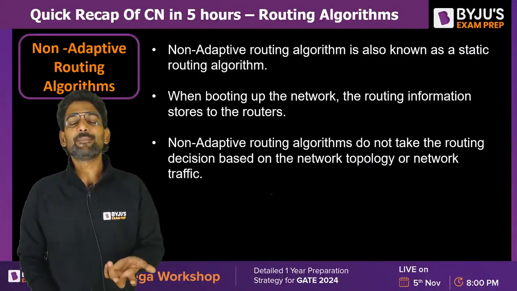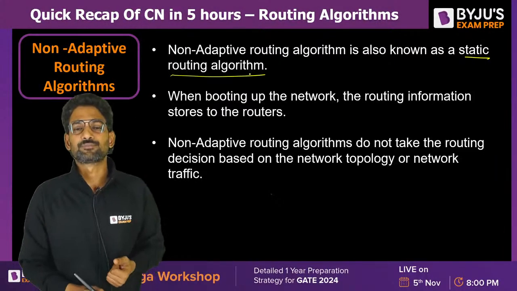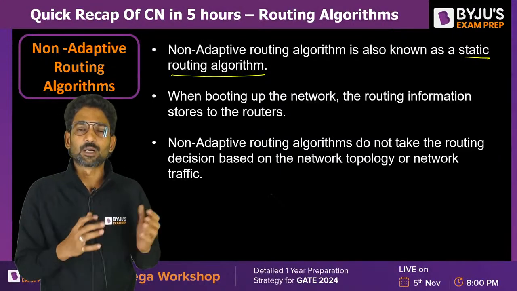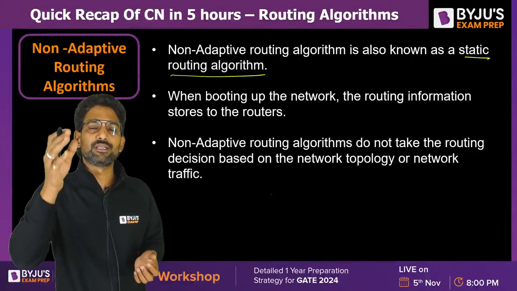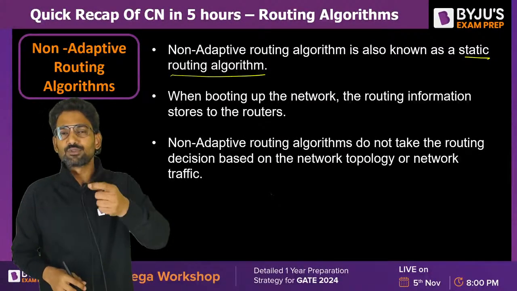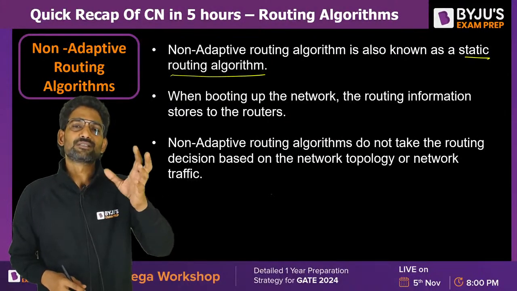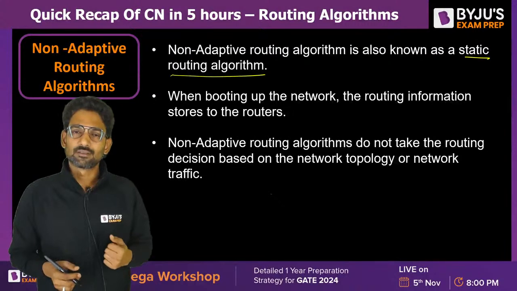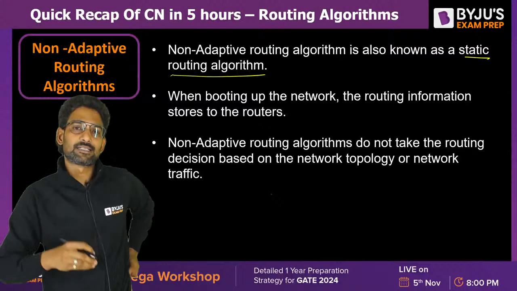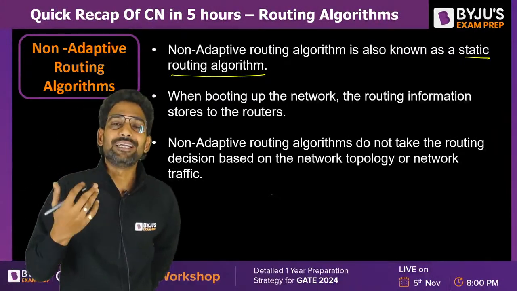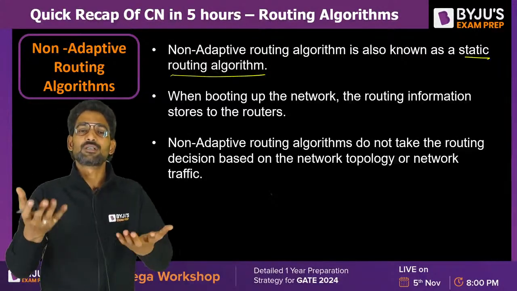Then what are non-adaptive, sir? Non-adaptive are also called static, fixed. So, while booting the network, the routing information is stored in the routers. So, the packet has to travel in those fixed routes. If any of those routes is damaged, or any intermediate node in the already selected route got deactivated, then still the packet follows the same route, because it is static routing.